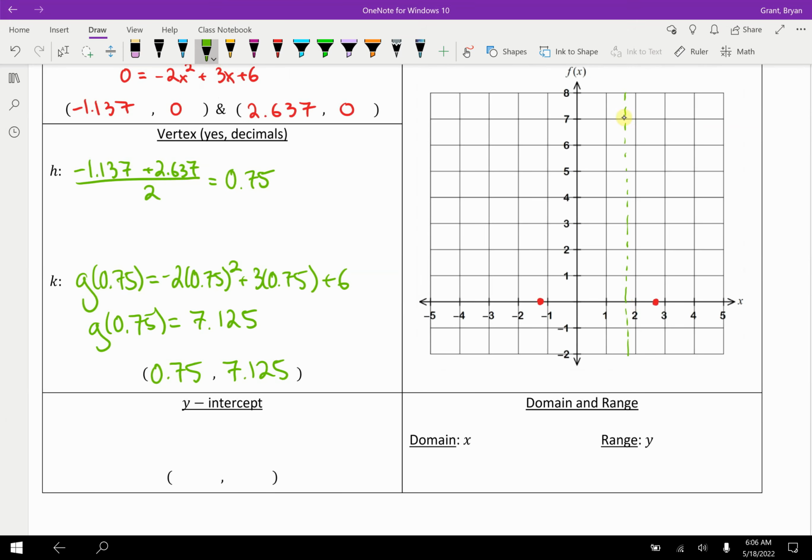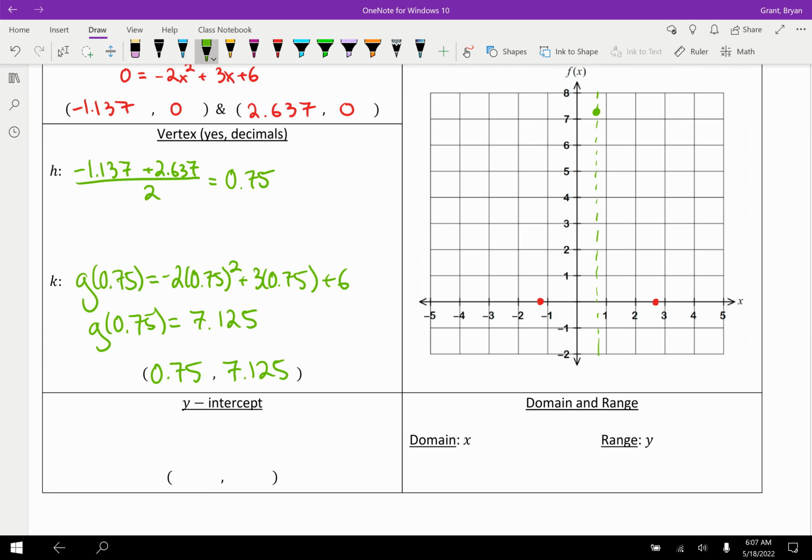0.75, comma 7.125 is somewhere just above 7. Nice. And now I have my 2, oh, haha, 0.75, that's awkward. I was like, that's not exactly in the middle. 0.75 is over here. There we go. 7.125 looks like this. There we go. That's much better. And now we have 3 points, but we are always looking for 5.